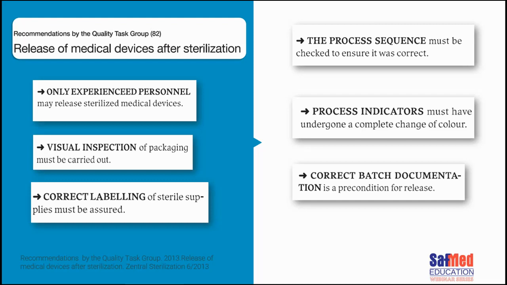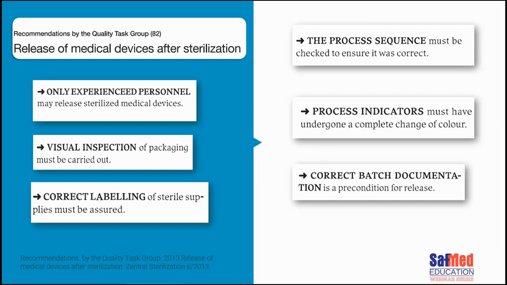If it's a container load or a load of containers, did you select the container cycle? Do you have a container cycle set up on your autoclave or your steam sterilizer? And also, of course, did you check process indicators? And did you check the correct batch documentation?